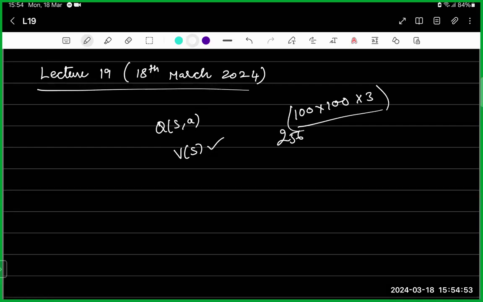If you have so many states, in fact, the number of states in the Go game will be approximately 10 power 170, right? Which is even tough to store in a computer, if you have to store and compute on this large state space. In fact, this number is more than the number of atoms present in the universe, right? So it's not practically feasible to maintain that.